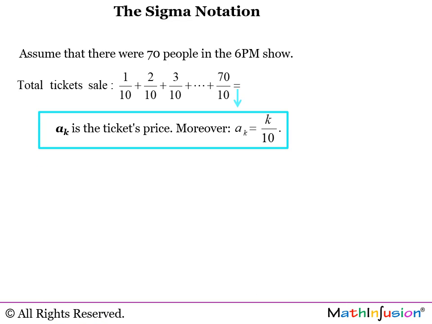We try to write it in a short way. a sub k is the ticket price, which means that a sub k is k over 10. It's the number of the person in the queue, which is k over 10, because the ticket price is 1 over 10 of its place in the queue. So this sum is also a sub 1 plus a sub 2 plus up to a sub 70.